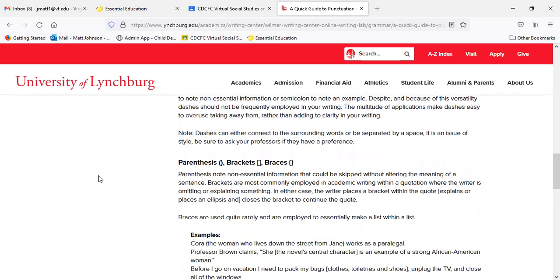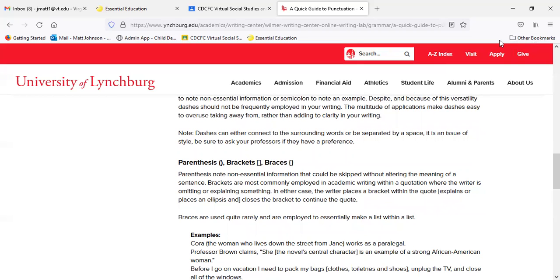Right, and if you were to use it, if you were to go into your word processor like Word and type it, basically you would start your word, and then you hit your hyphen button twice, and then you keep typing, and it'll actually connect those two automatically into an em dash.